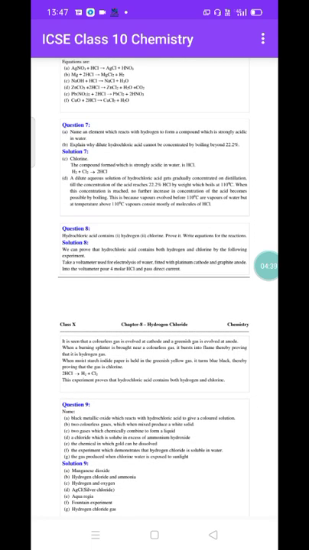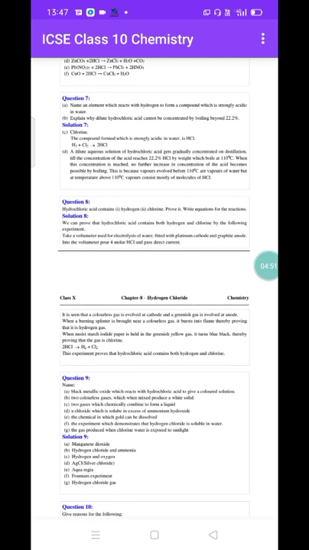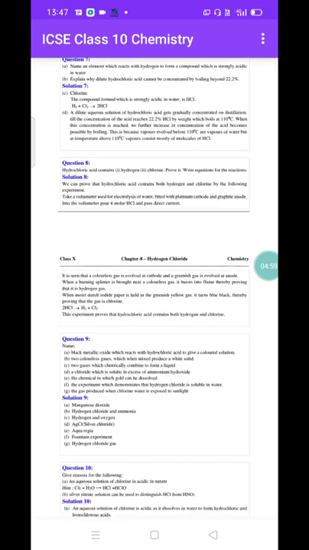Next, hydrochloric acid contains HCl, hydrogen and chlorine. So we need to prove it. How will we prove it? We can prove it by using a voltameter, by electrolyzing it. If we electrolyze it, we can prove that the gas HCl consists of H and Cl, meaning hydrogen and chlorine.